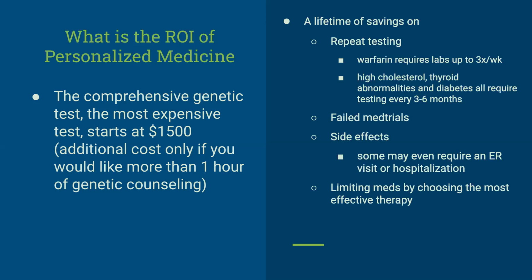You've got to limit the meds by choosing the most effective therapy first. Instead of switching through three different medications, you get it right the first time. And you limit the medications that you need at all by choosing the most effective diet. Maybe you wouldn't need three blood pressure medications if you just weren't eating... I don't know, I'd have to read your genes. Okay, so that is kind of the essential.